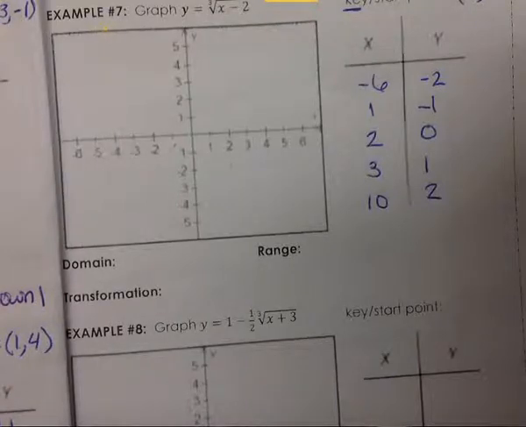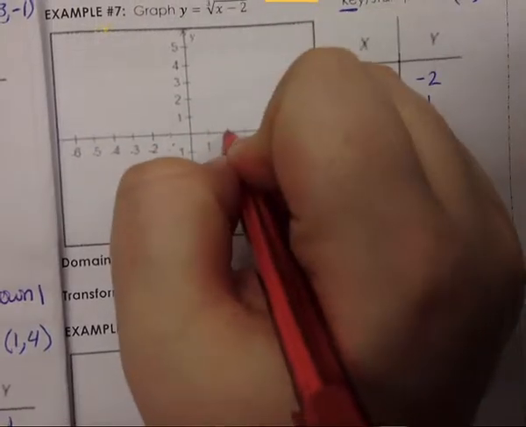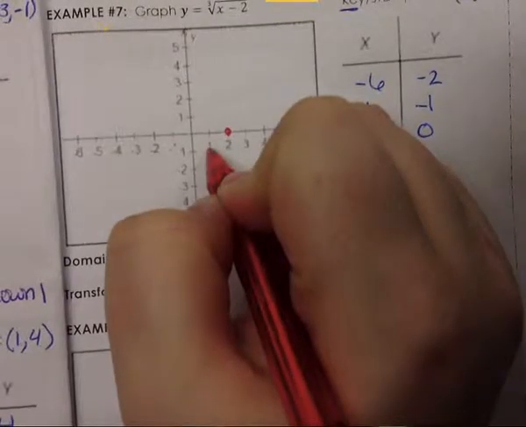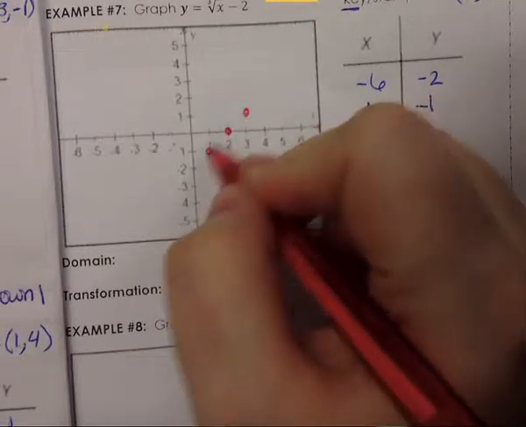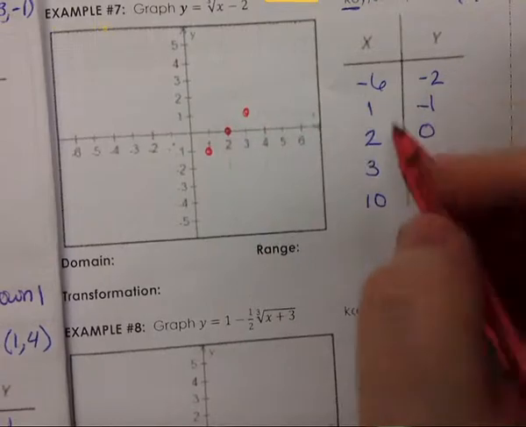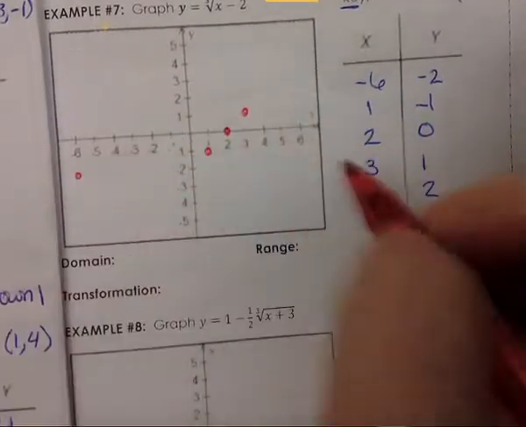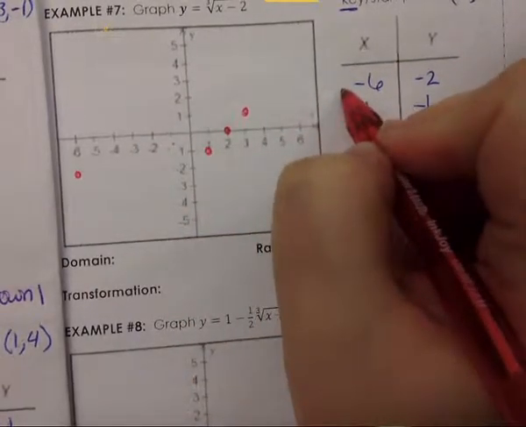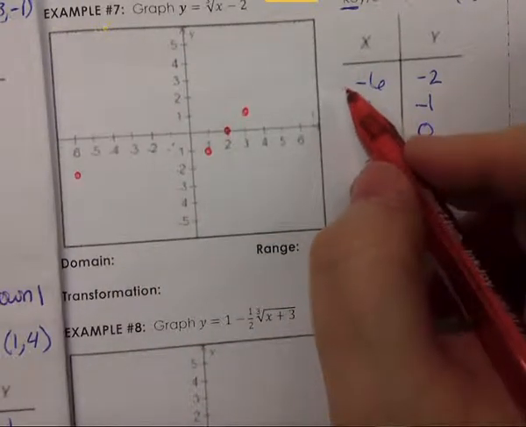So if I graph this, I'll actually start at 2, 0 because that's my key point. So 2, 0. And then I'll do 1, negative 1. And then I'll also have 3, 1. So this almost looks like a line here. It's not linear. This is actually curving, so we do want to make sure it curves. We also have that negative 6, negative 2. And then our 10, positive 2 would be somewhere more over here. So I can put a little dot there saying I know that this is roughly where it's going to go. Not exactly, but close.